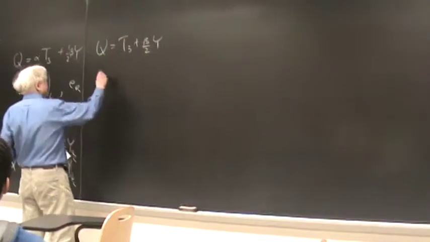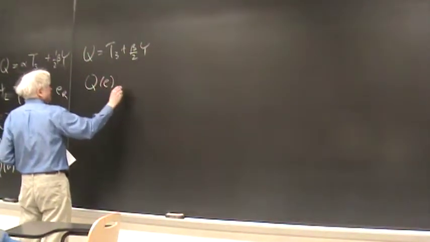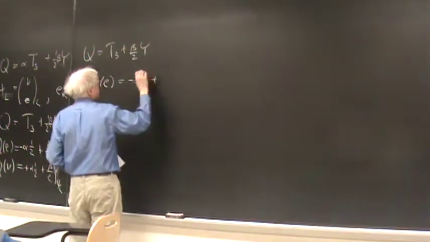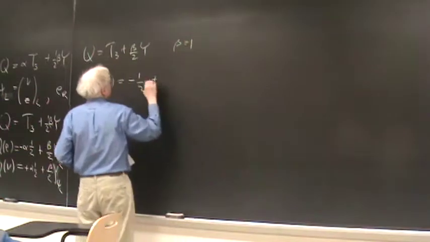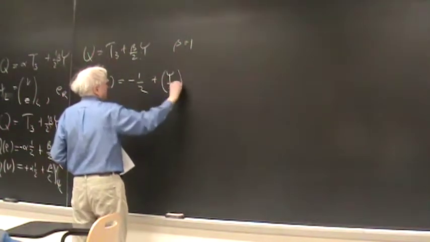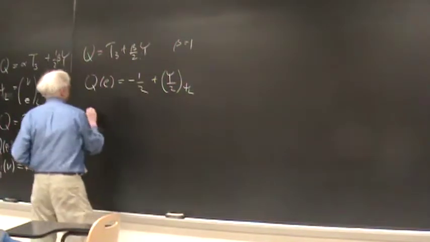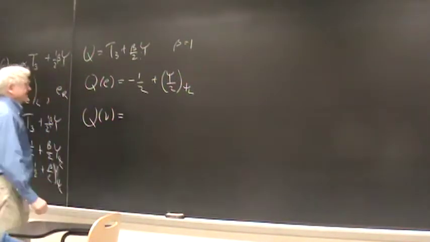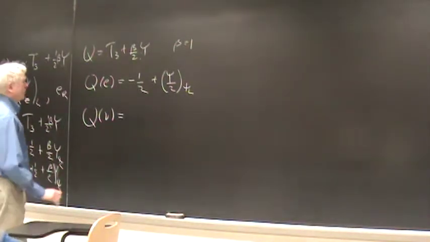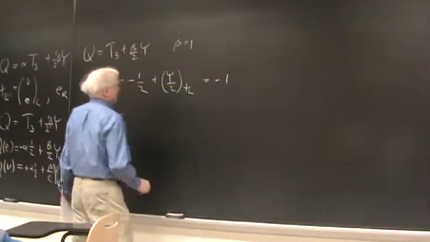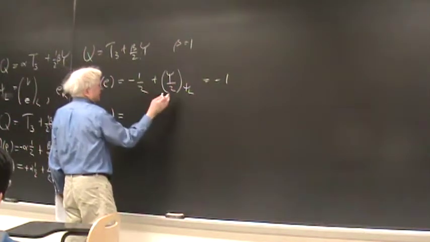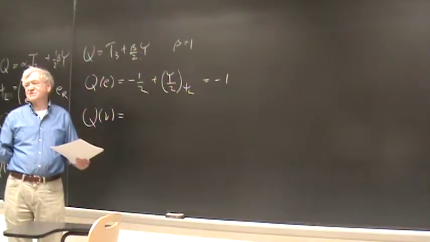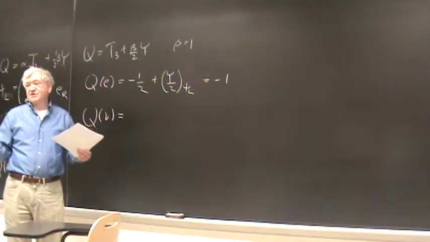And so what do we do? Well, we say Q of E we want to be minus 1, so that's minus 1/2 from this, plus, and so I'm going to set beta equal to 1. This is then y over 2 of, again, psi L, and then q of nu is, I already did this. Oh, no, I haven't finished this. We want this to be minus 1. And so, if we had kept the beta, then that would just amount to defining beta y over 2 or just y over 2.